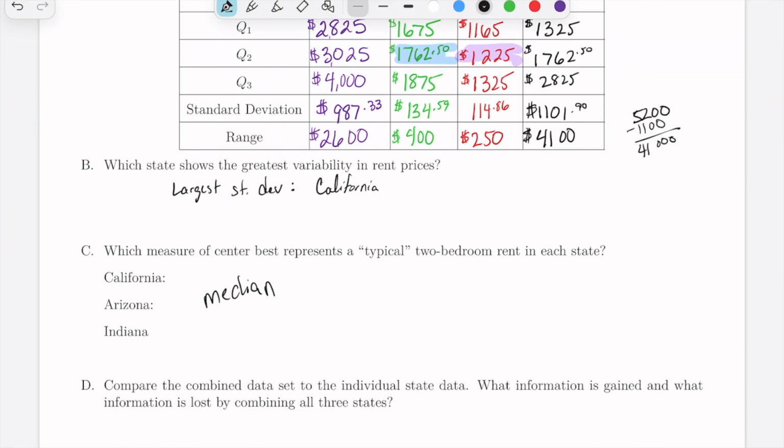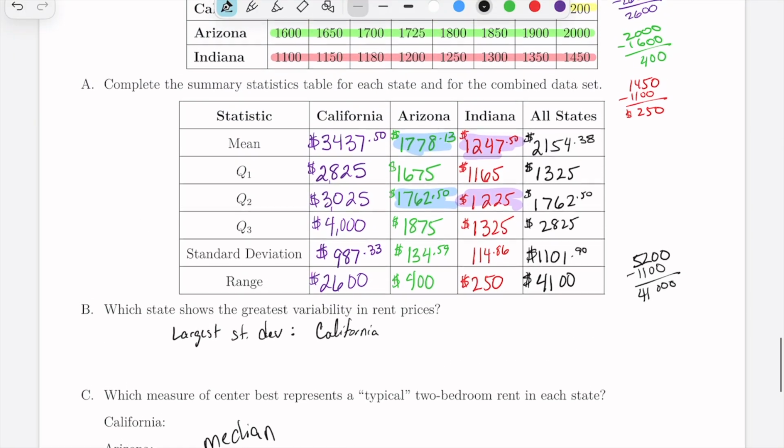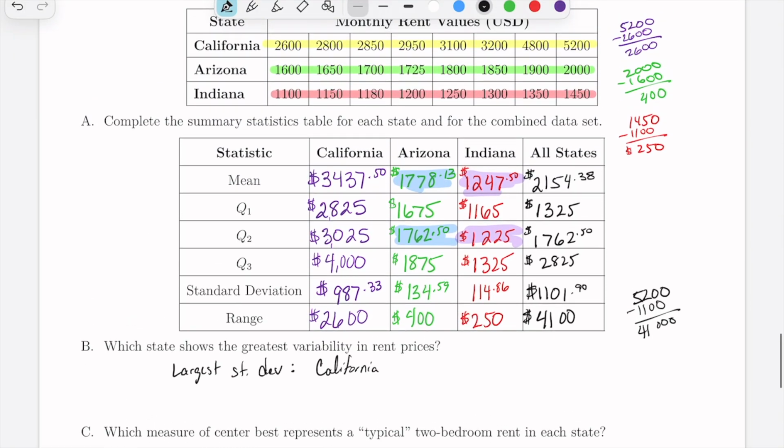Compare the combined data set to the individual data sets, and what information is gained and what information is lost by combining all three. Well, one thing that's lost is the fact that Indiana is very consistent. I mean, it goes from 1,100 to 1,450. It's a very small range, right? The range is lost once you combine all the data sets. And the fact that the standard deviation for Indiana is so small, that's lost whenever you combine them all.